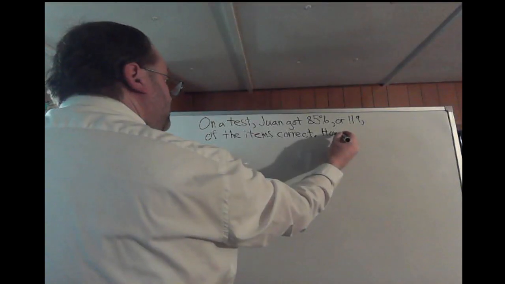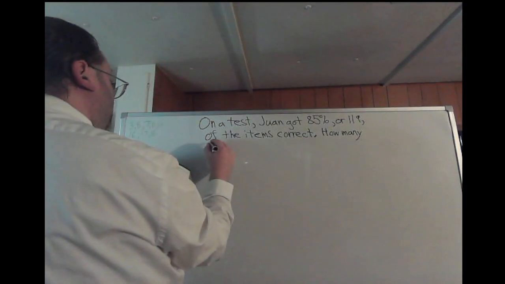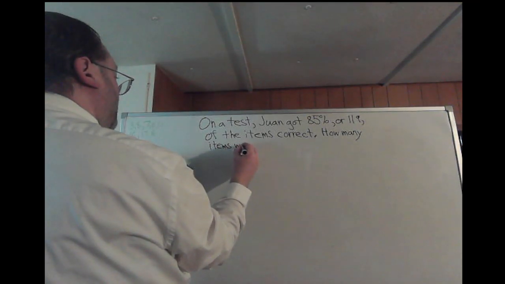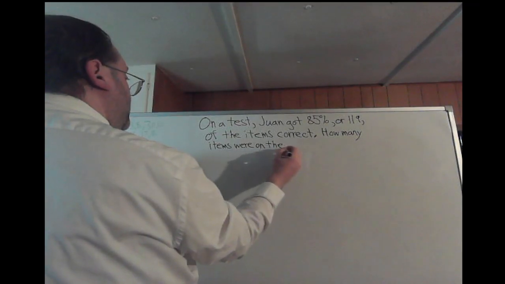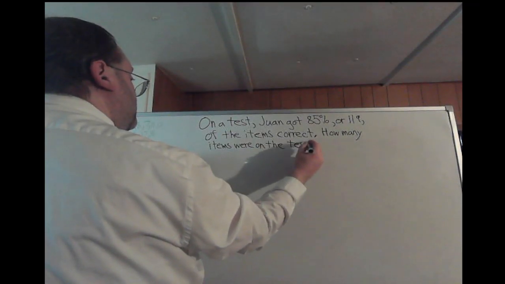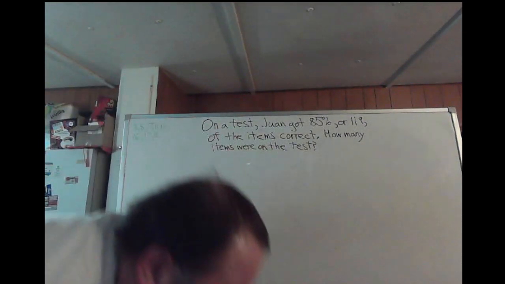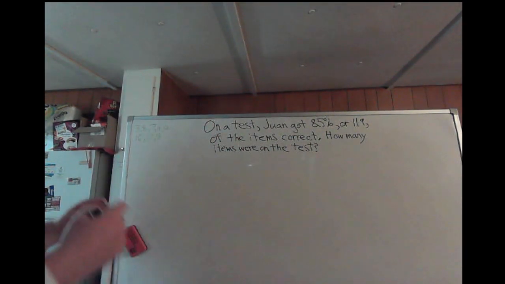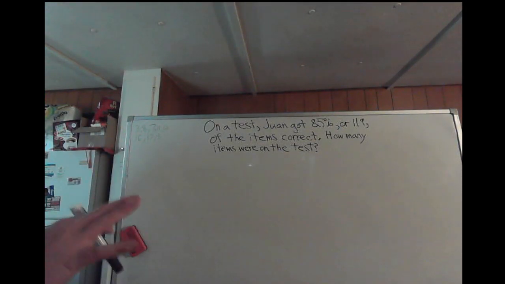How many items were on the test? Alright, so on a test, Juan got 85% or 119 of the items correct. How many items were on the test?